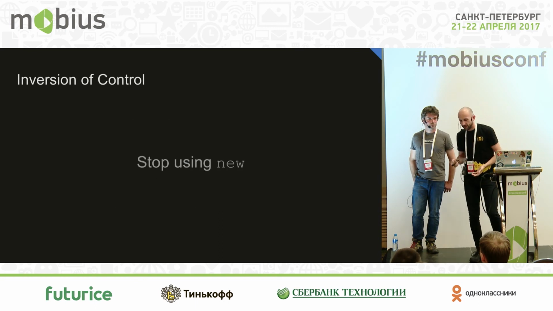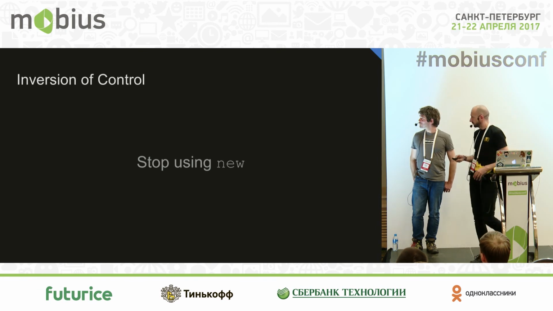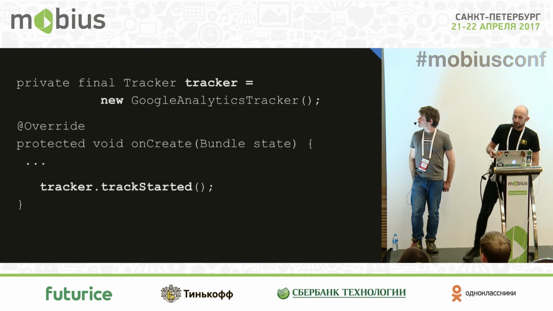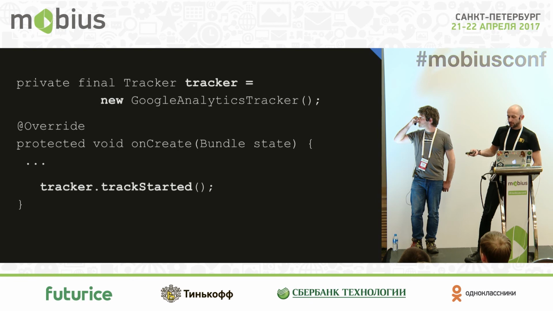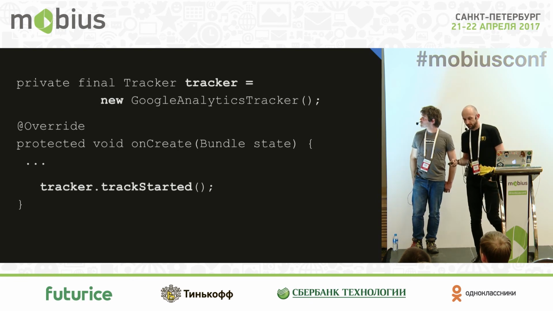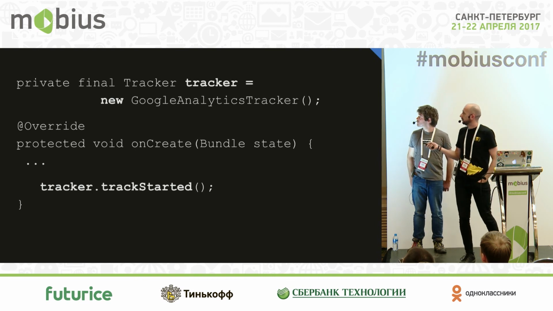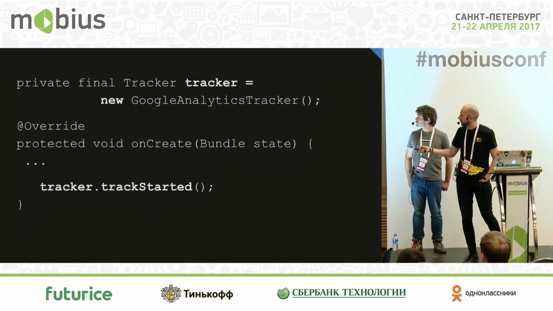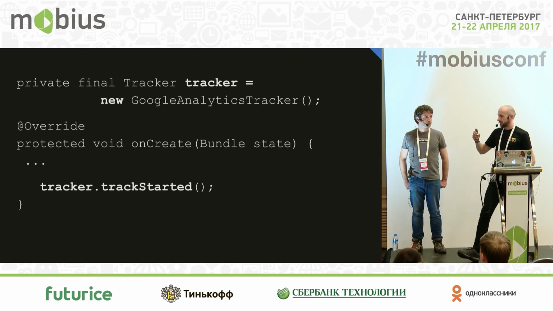This is very high level, and even the Hollywood law you can apply to a lot of object-oriented concepts. So let's make it simple: don't use new in your code. Why? Let's look at an example. Imagine you have an activity and a tracking class that you need, and in onCreate you just say, hey, track that started. What's the problem here? The problem is this new. This class does two things: it uses the tracker, and it creates the tracker. Especially for testing purposes, this makes it hard.